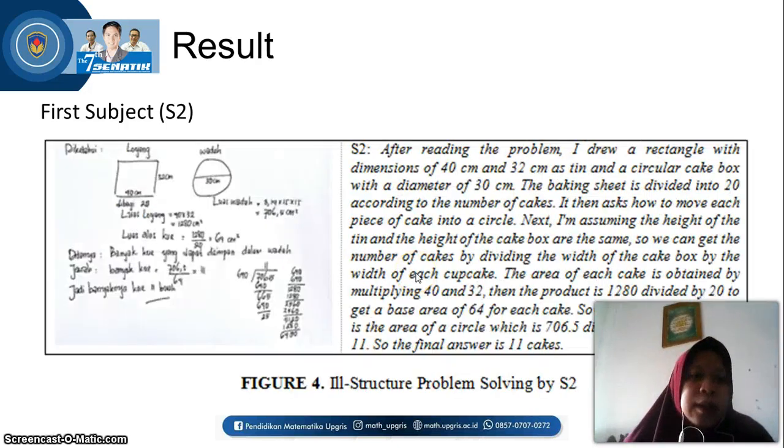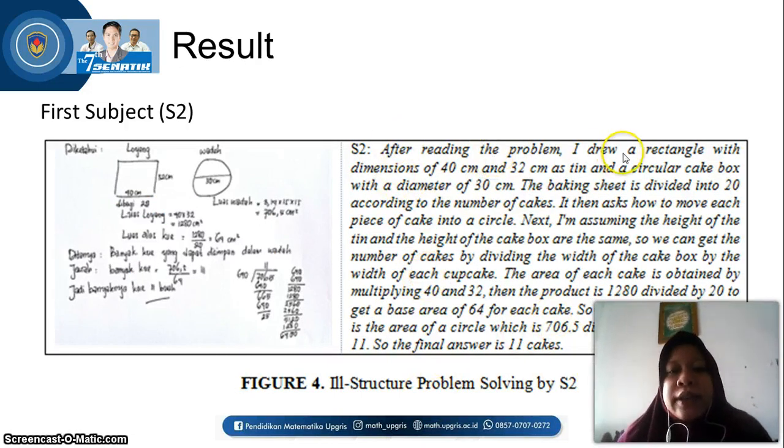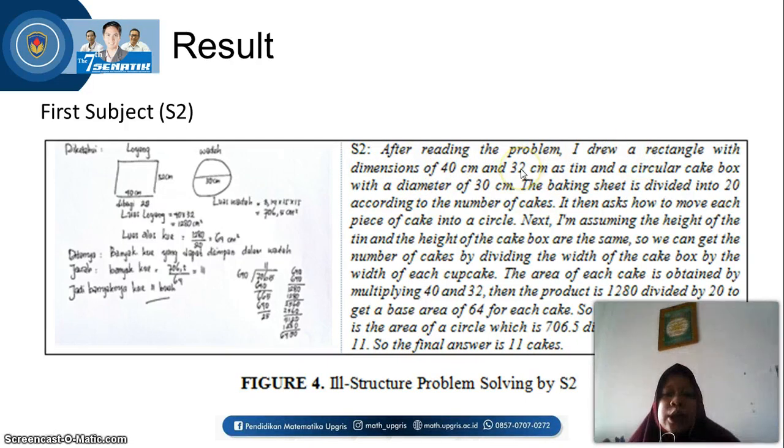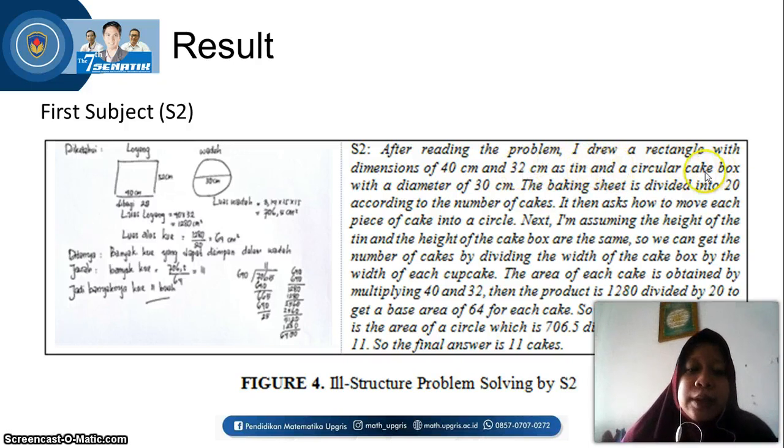Then the second subject, in the first, illustrated problem, read the problem and drew a rectangle with dimensions of 40 and 32 for a tin, and a circular cake box with a diameter of 30 centimeters. Then he asked how to move each piece of cake into the circle. Next, he assumed that the height of the tin and the height of the cake are the same. So we get 11 cakes as the solution for this matter.